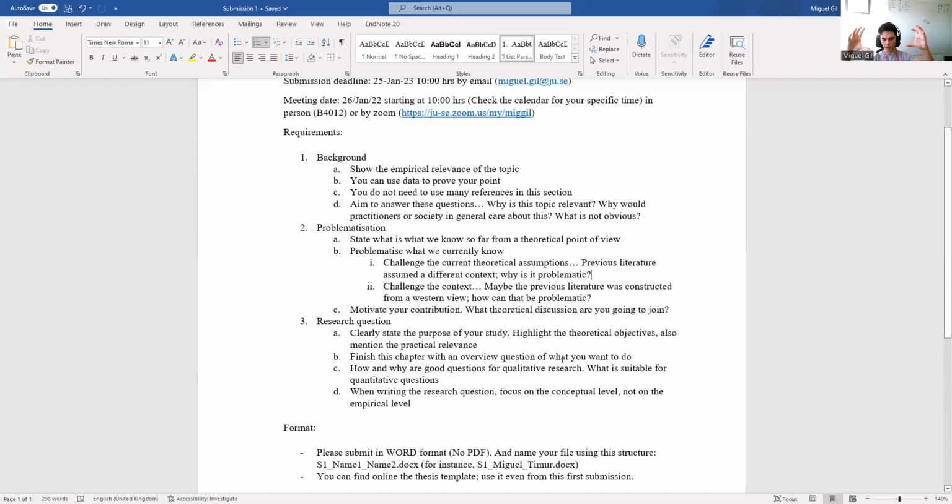Start with the empirical issue. I think one page is enough. Then the problem, one or two pages is enough. And then the research question with your purpose. So it's probably one paragraph when you summarize everything that you said. Then maybe one very short paragraph with a very clear objective and purpose, and then finish with your research question. So I hope that you find this useful for your first submission.